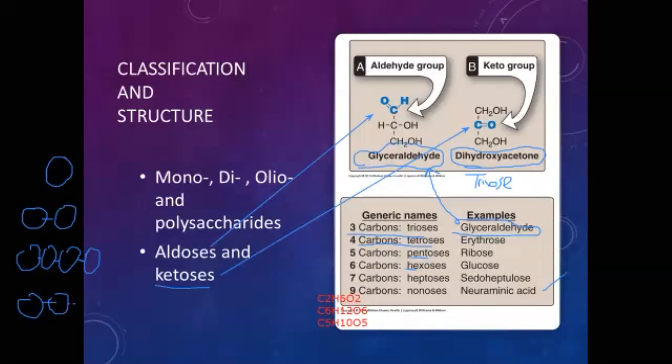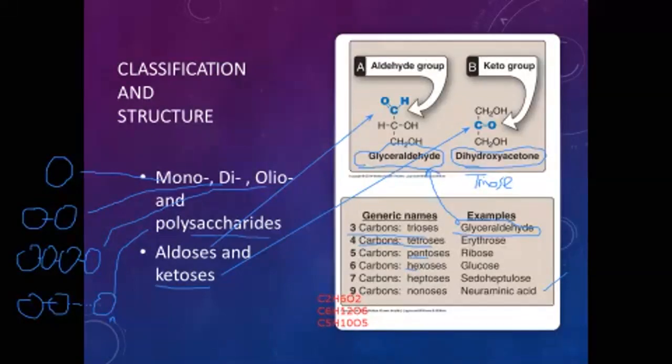Okay, so this one is called monosaccharide, or it can be disaccharide, or oligosaccharide, or polysaccharide. Okay, so saccharides means they are carbohydrates. So from now and later, we will use the name of saccharides. So we have either monosaccharides, or disaccharides, or oligo, or polysaccharides. Okay, and we will discuss some of these examples.